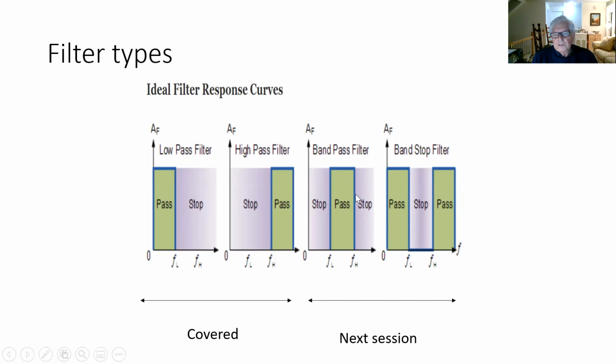Band pass, we'll discuss that next week or tomorrow, I guess. Basically, we're just going to pass a certain small frequency range, and stop low frequencies and high frequencies. Or we can do a band stop, where we're going to pass low and pass high, but stop intermediate frequencies.